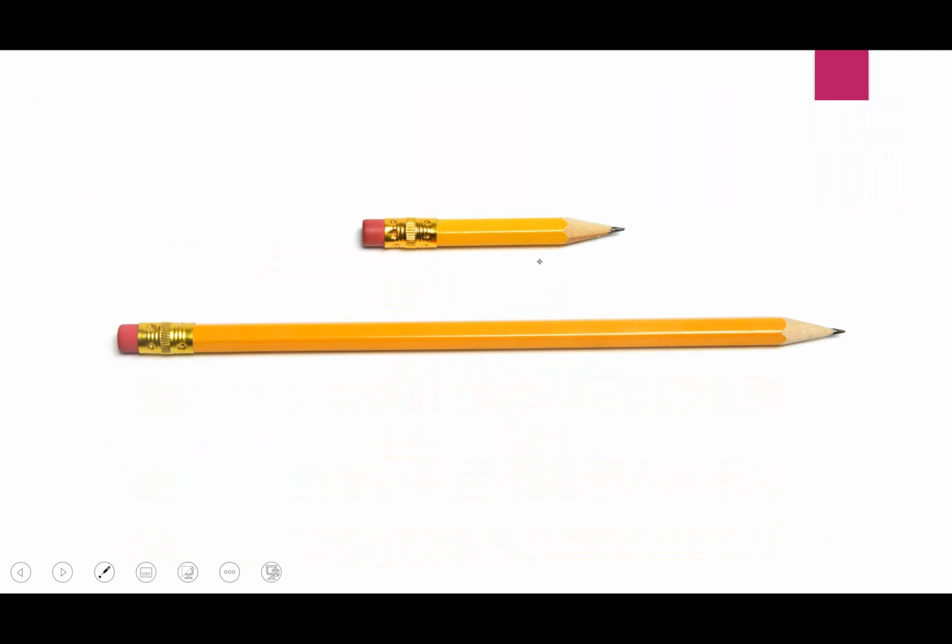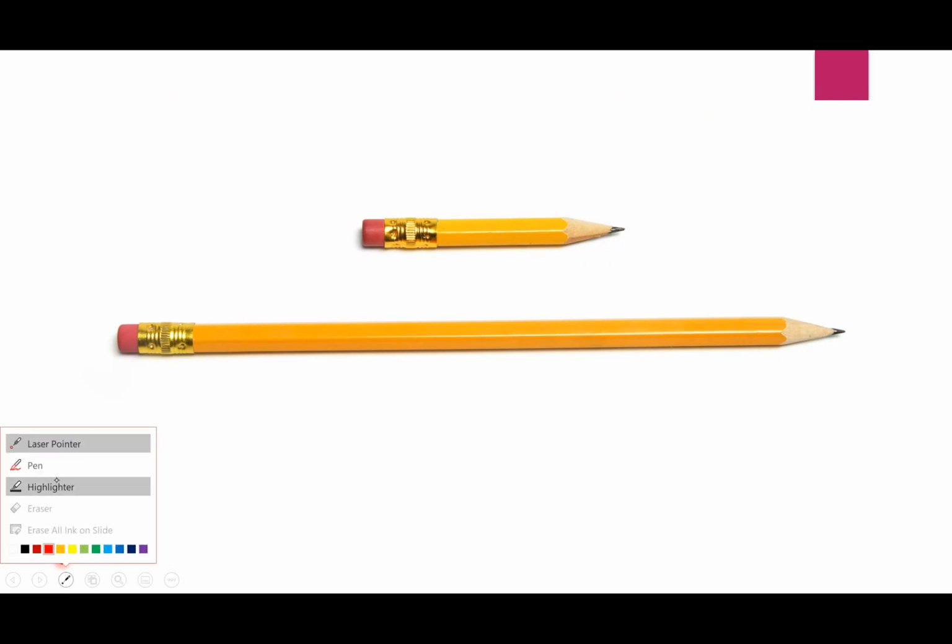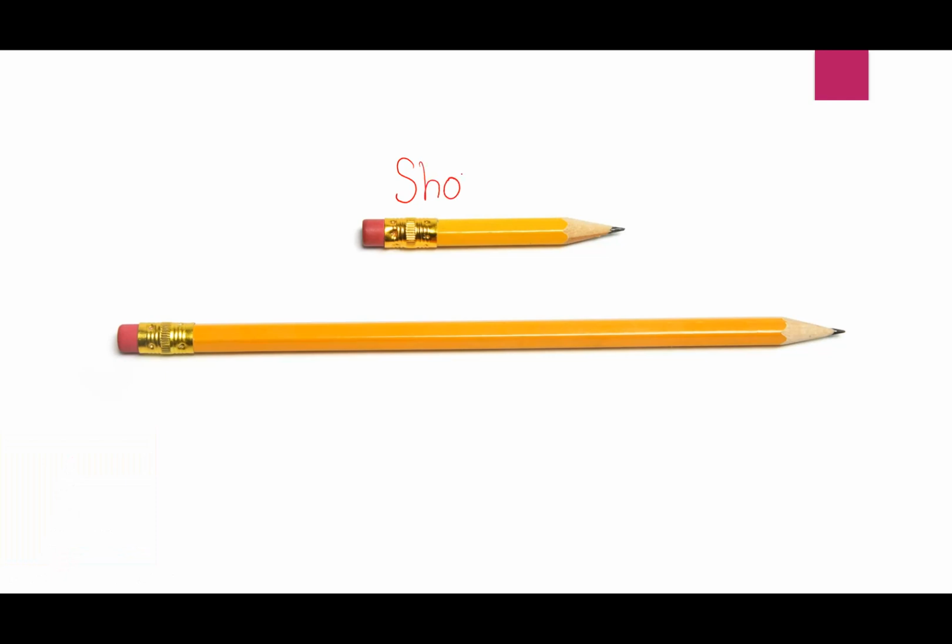Now you can see here the pencils. One pencil over here is short. Another pencil over here is long. So I can say this pencil over here is the shorter pencil, right? I will write for you here. This pencil is shorter, and this pencil down here is longer.